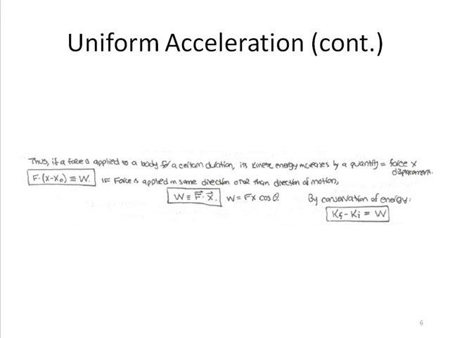Now, this was for motion in one dimension, say along the x-axis. But we know that force is a vector, and it could be applied in an arbitrary direction. And it can in fact be applied in some direction other than the direction of motion, such as in uniform circular motion. In those cases, we define the work as the force dotted with the displacement, the scalar product of the force and the displacement. So if the force is applied at some angle theta to the direction of motion, that's equal to F times x times cosine of theta.